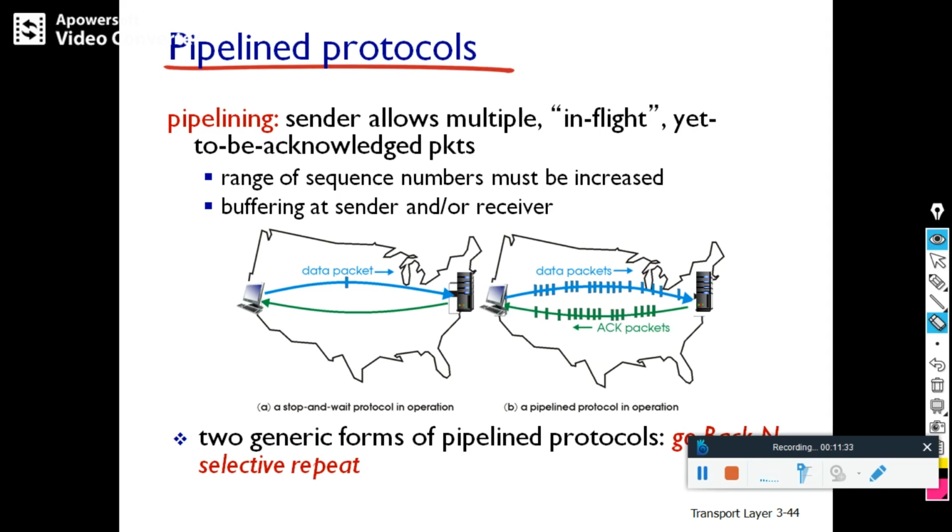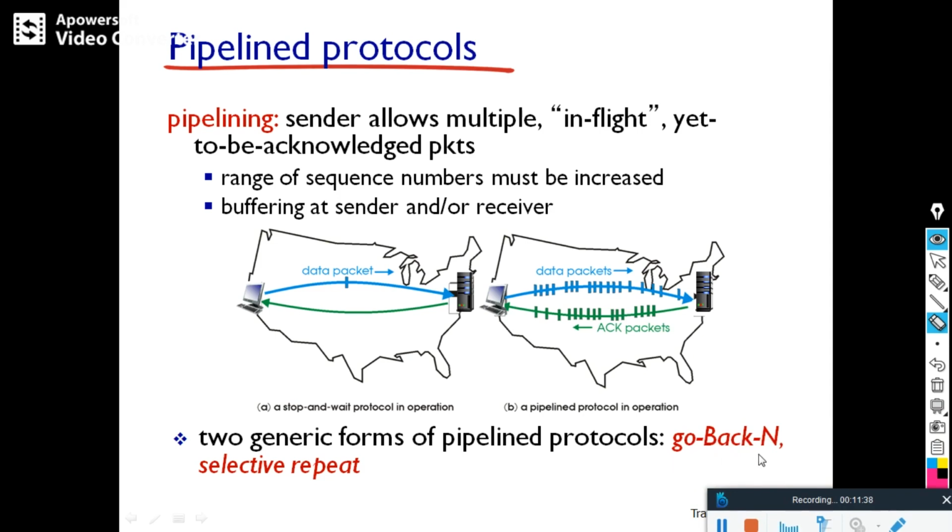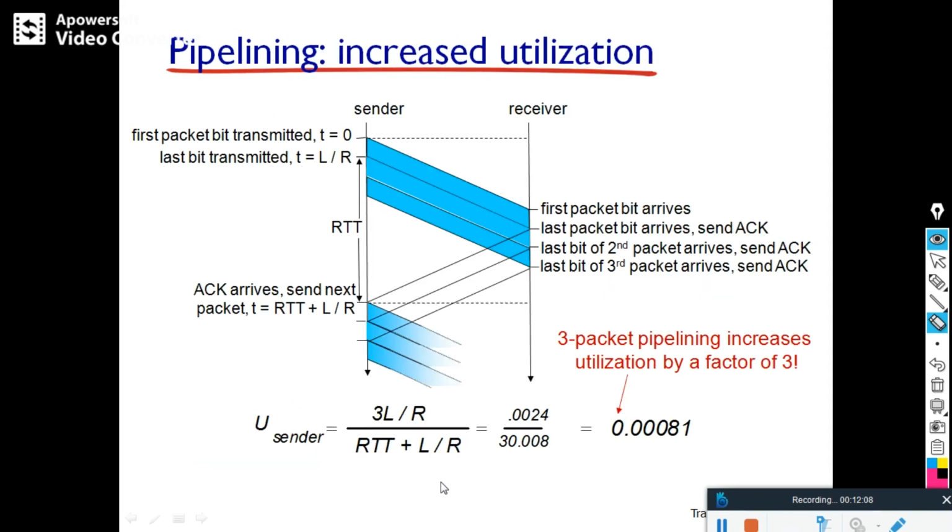Two types of protocols are there in this case. One is called Go Back N, meaning go back and transmit all. The other category is Selective Repeat, where only the selected packet is retransmitted. In Go Back N, based on the acknowledgement, you go back and transmit all the packets. Here in Selective Repeat, only the selected packets are transmitted. So in the next session we will see that.